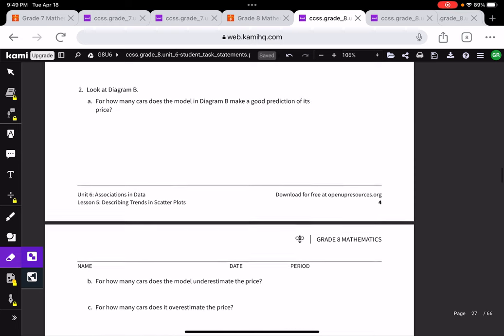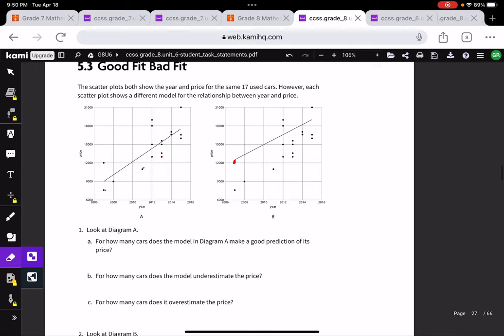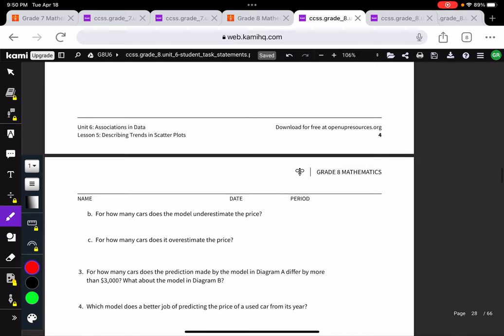For how many cars does the model underestimate the price? Well, it looks like there's just 1, 2, 3 that it underestimates the price. And that means there must be 14, if there's a total of 17 cars, that it overestimates the price.